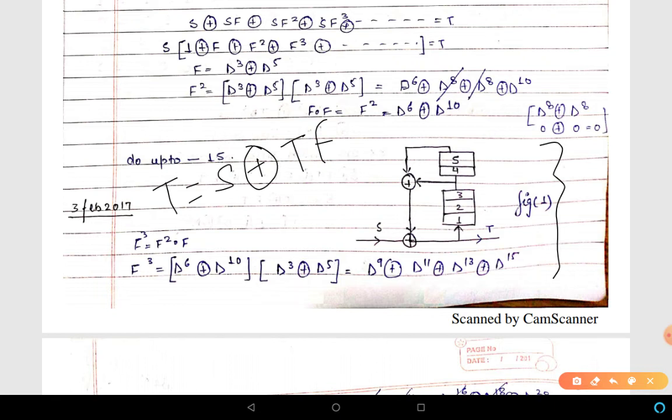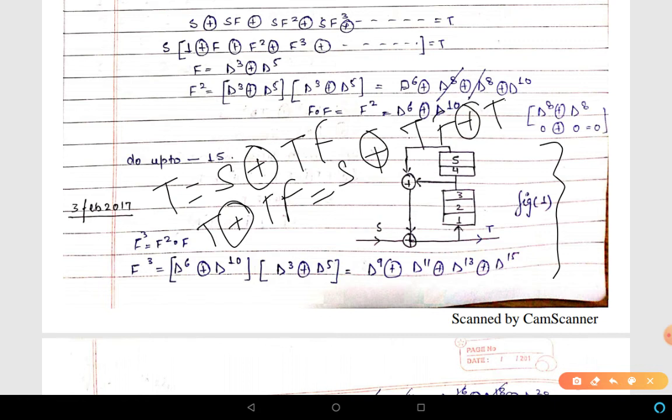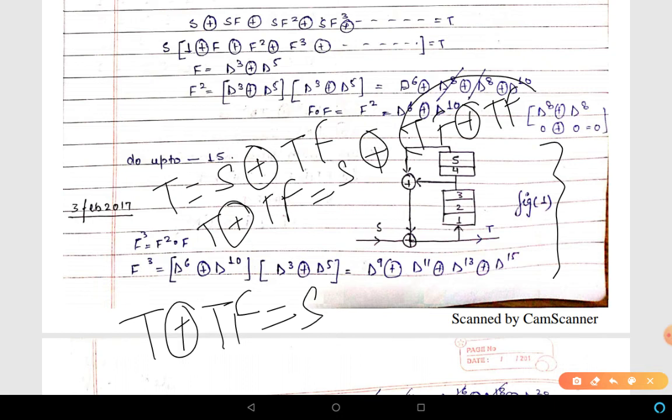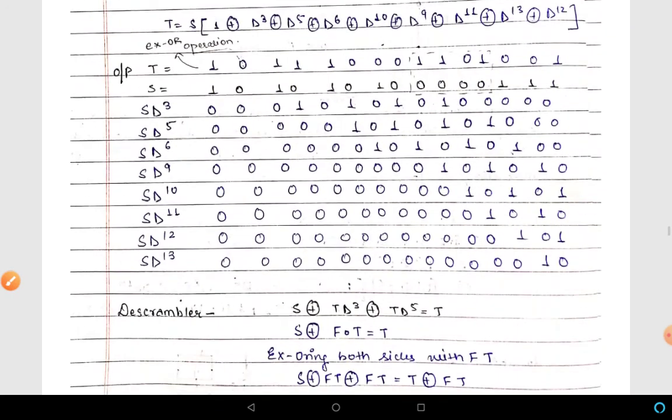So what if I XOR on both sides with TF? That gives S XORed TF XORed TF. So that gives T XORed TF, that is equal to S, because this particular part becomes 0, and S XORed 0 becomes your S. And what is this? This is the equation of Descrambler, and this is what we are going to design here.